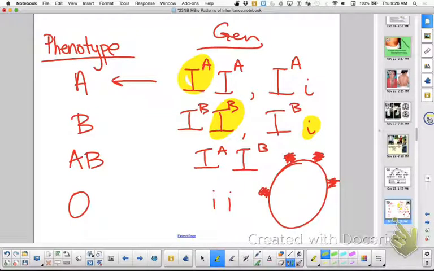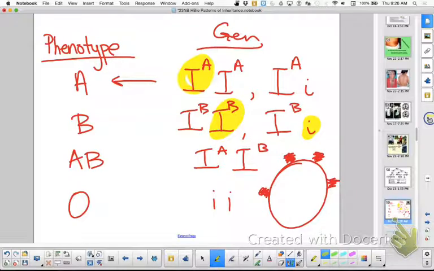Who would be the universal donor? Universal donor is going to be type O. In fact, what kind of O? O negative. They don't have A, they don't have B, and they don't have the RH. Who would be the universal receiver? AB positive. Nothing's going to piss them off.